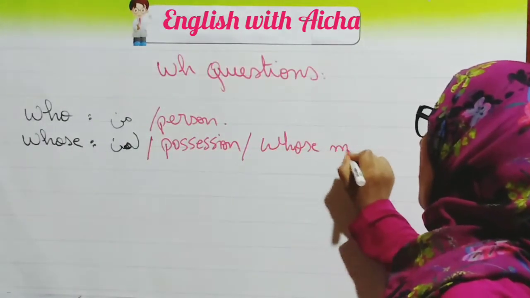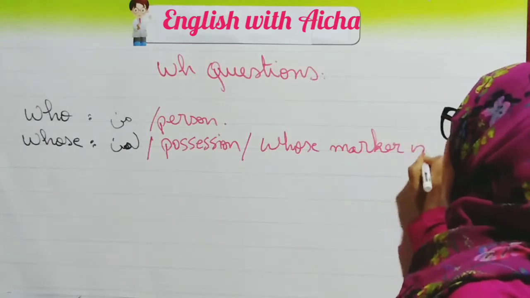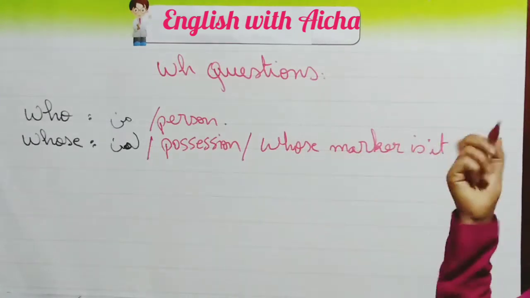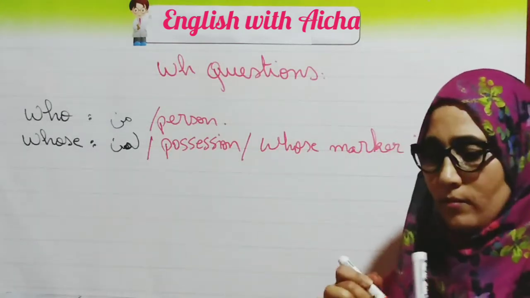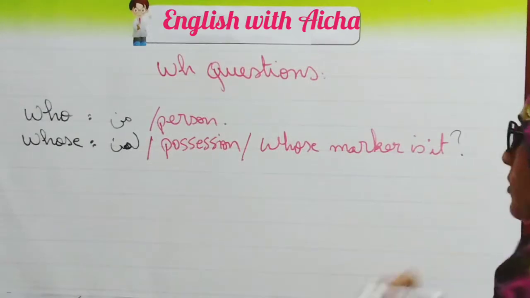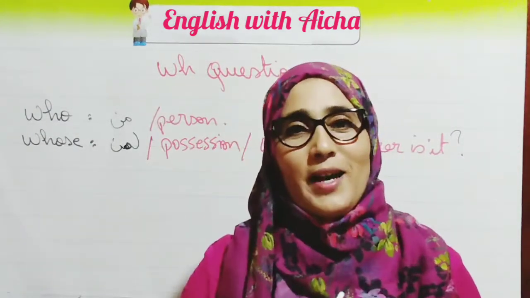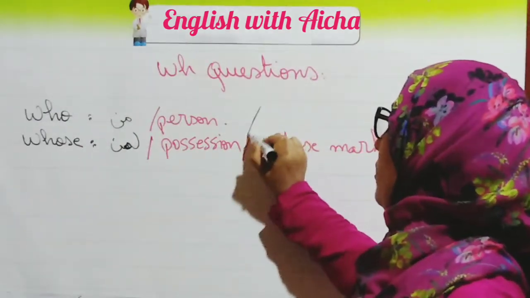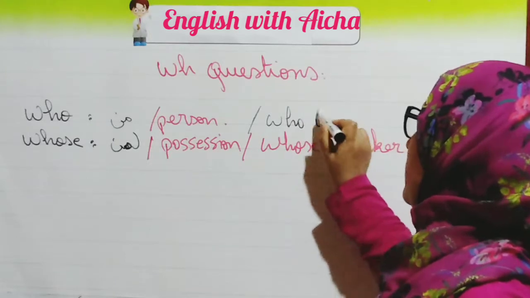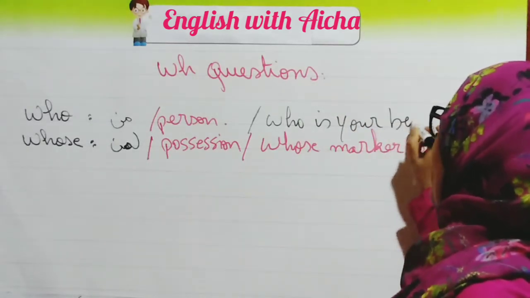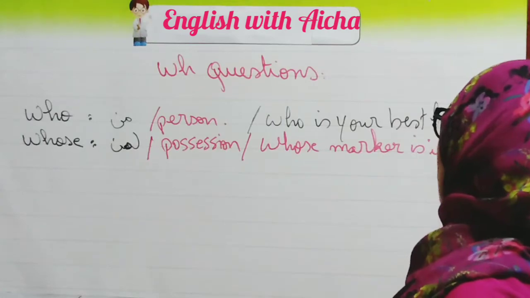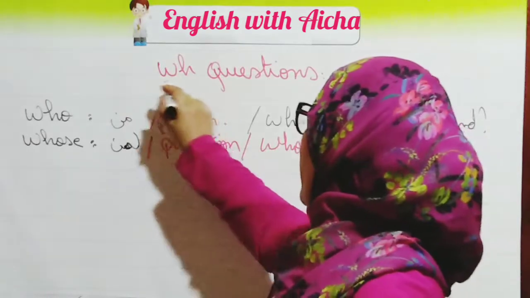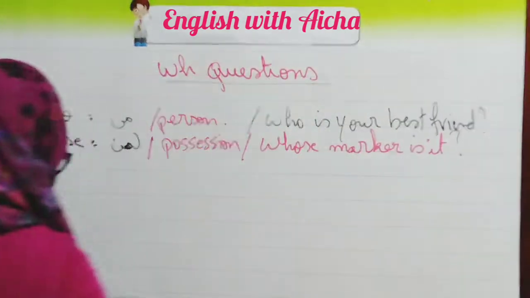So let's here write an example. Whose marker is it? So here we can say it's mine. It's for me. So it's mine. Here we can say, for example, who is your best friend? Okay? Then we move to another question.